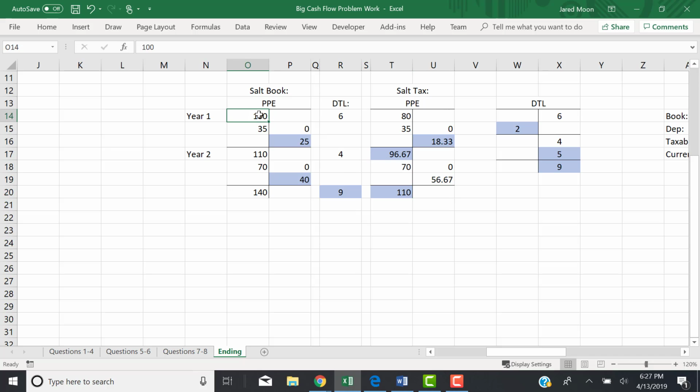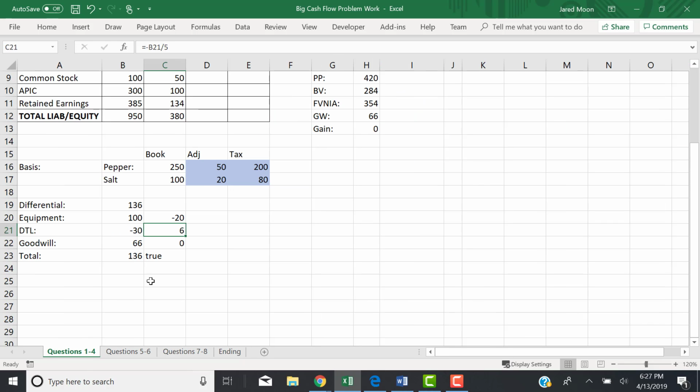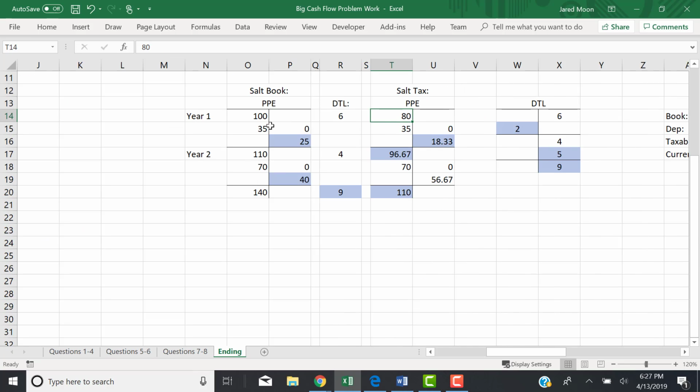PP&E, we know that on, and I'm just going to breeze through some of these ones that are not blue because they're given to us. Year 1, we started at 100, and tax we had solved for 108. That was way back here when we did this amount, 108. So we start with those. We made a purchase of 35, and that's given to us. We did not sell anything. That was given to us. And this part was given to us at the end. It was the book value of 110. So we can solve for the depreciation amount of 25.